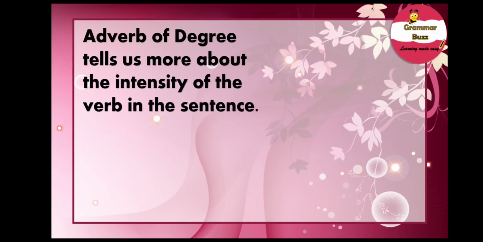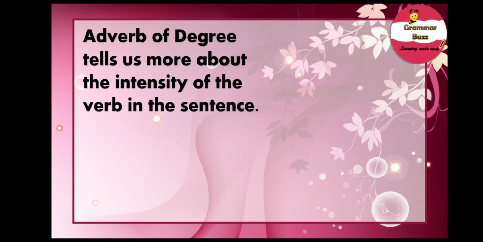Well, the next kind of adverb is adverb of degree. So, adverb of degree tells us more about the intensity of the verb in the sentence. In other words, they describe how much or to what degree an action takes place. Adverbs of degree can also modify adjectives and other adverbs and are placed before the word they modify. Remember, they are placed before the word they modify.